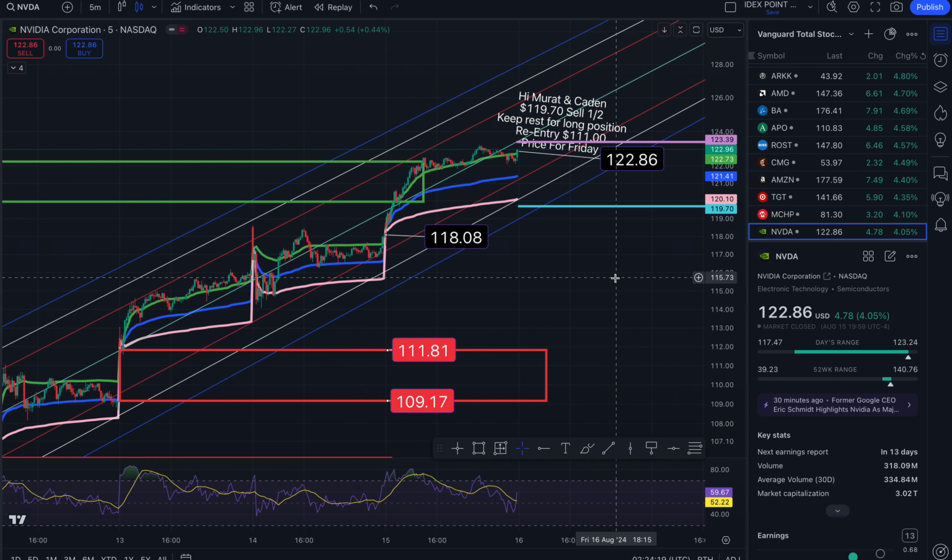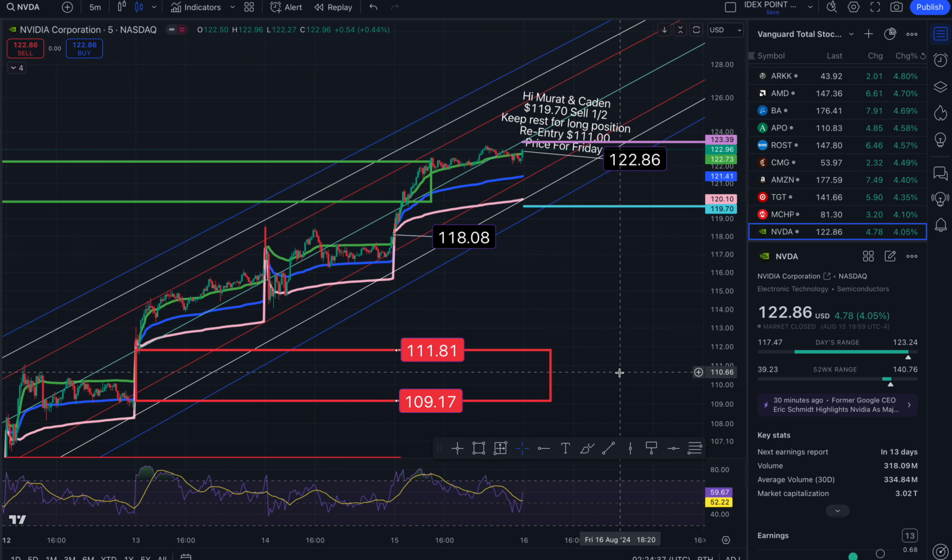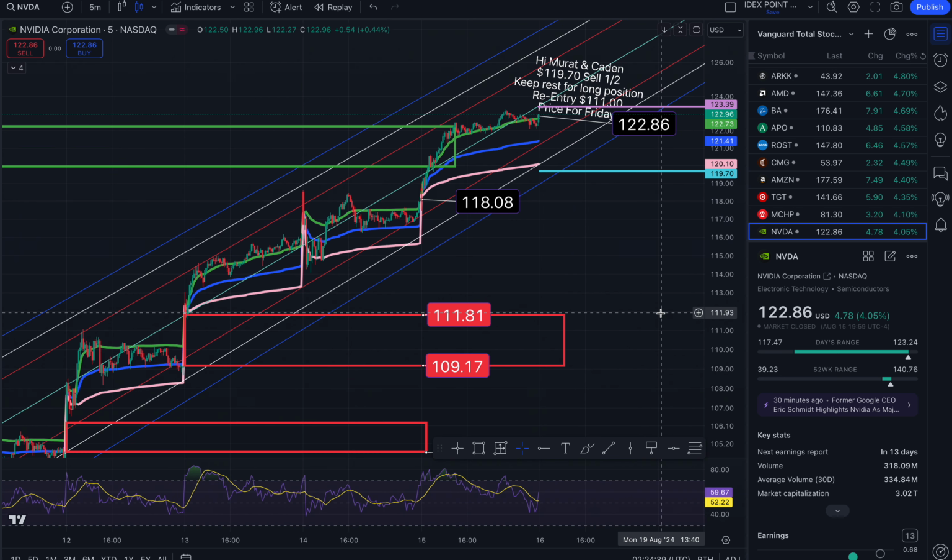And then his re-entry, if we get down, is going to be at 111. So this lines up with this gap that I have talked about. So he's going to be looking at 111-ish and buying in down here. So that would be support. So that makes sense to me. And then what else? I think that is it for NVIDIA with his trade.